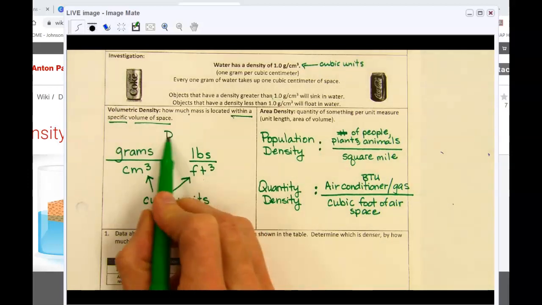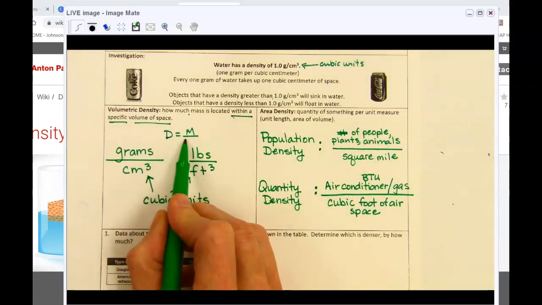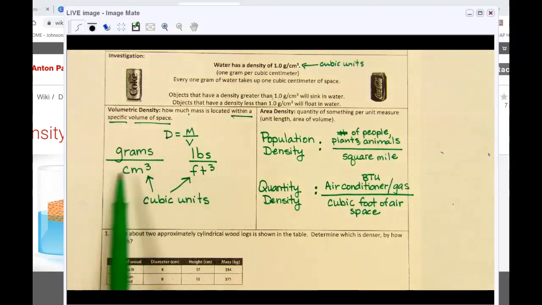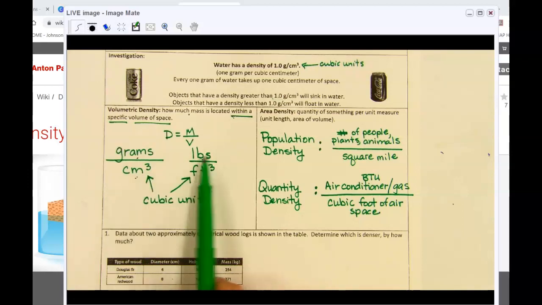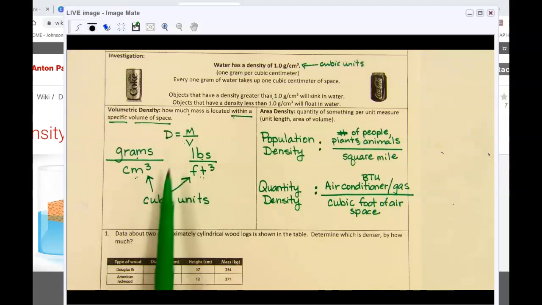Remember, this will come from the formula. The density is the mass divided by the volume. So the mass is going to be the grams and the volume is going to be cubic centimeters, or how much it weighs per cubic foot. So you're going to use that formula.